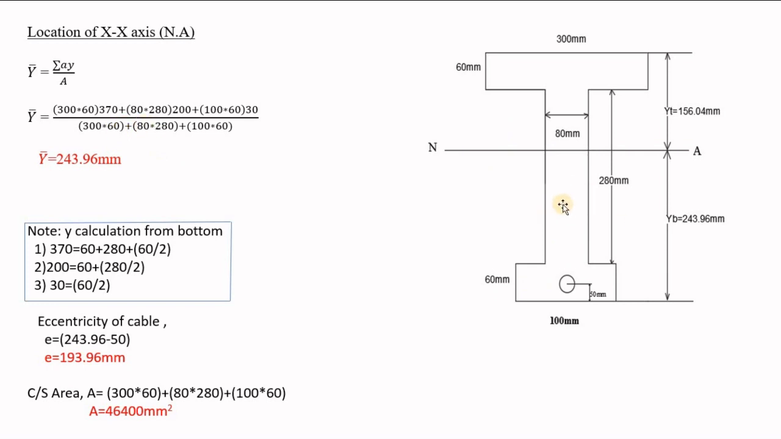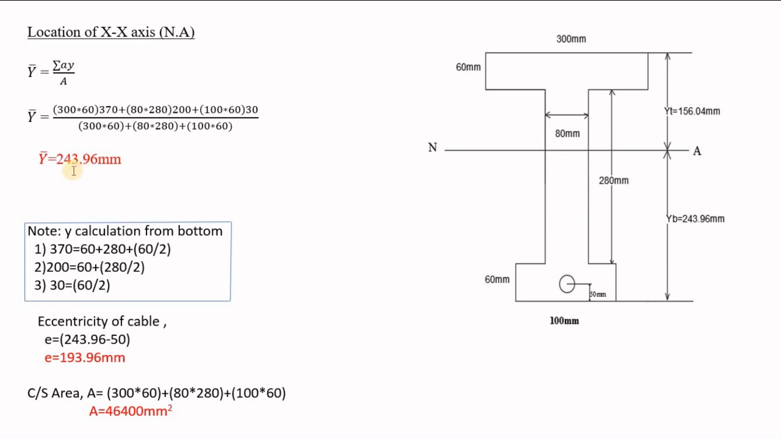Like that we'll go for the second element, that is the web. The area of the web is 80 into 280, into 200. For that 200, this height is 60 plus 280 by 2, which will give you 200. The total height of the web is 280, and 280 by 2 plus 60 will give you 200. Then comes the last element. The area of the last element is 60 into 100, and 60 is the total depth, by 2 will give you 30.